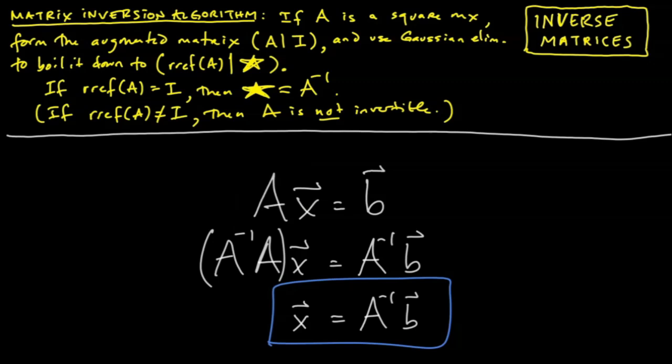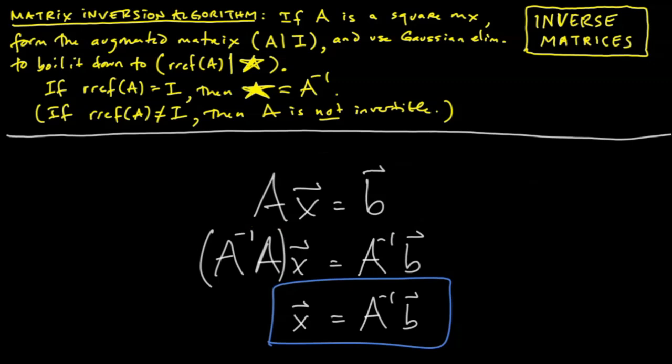If you ask a computer to first compute the inverse matrix by doing this algorithm, and then multiplying this vector by the inverse matrix to get the solution, it'll get you there, but it requires a lot more computation for the computer to do than if you just did the usual Gaussian elimination, reducing it to row echelon form, and did back substitution to get the solution.